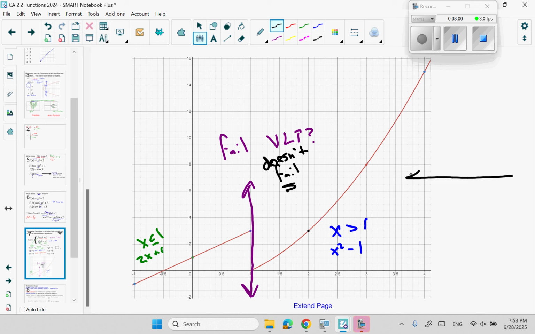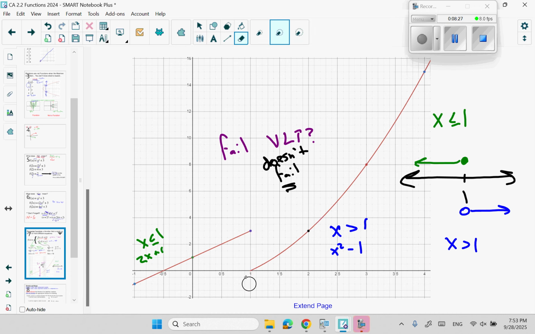Let's say I'm going back to when we graphed inequalities. So let's say we have that. Well, if I'm looking at the blue, my inequality is x is greater than 1. When I graph that, I'd have an open circle, arrow pointed to the right. And if I were to graph x is less than or equal to 1, I'd have a closed circle, arrow pointing to the left.